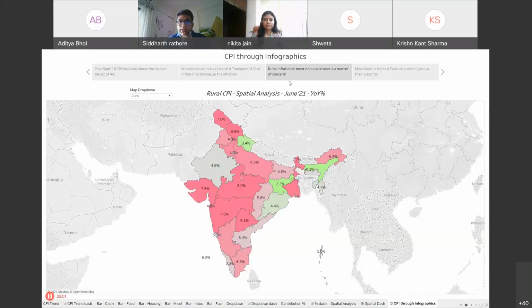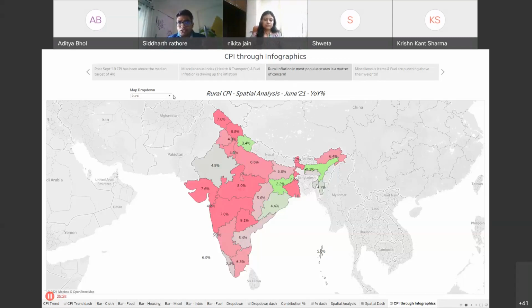Now, this is a spatial analysis of inflation. The way MOSPI gives out figures is it gives out the national figures. It also gives out regional figures in terms of state-wise inflation, both rural and urban inflation. So we took the data. I'll show you the data sources from where we took the data, and then we analyzed that data.